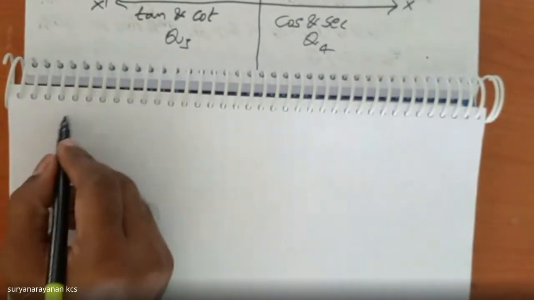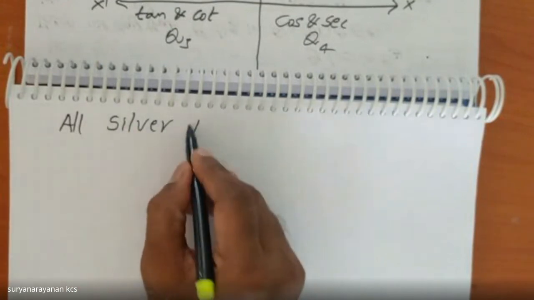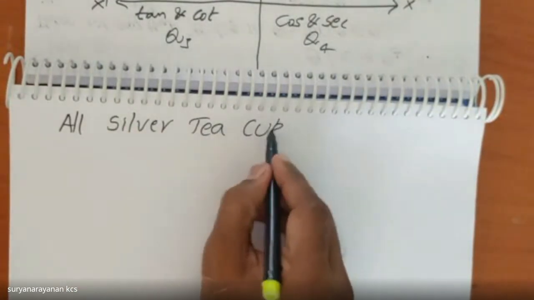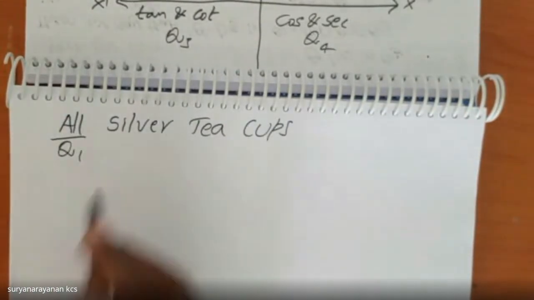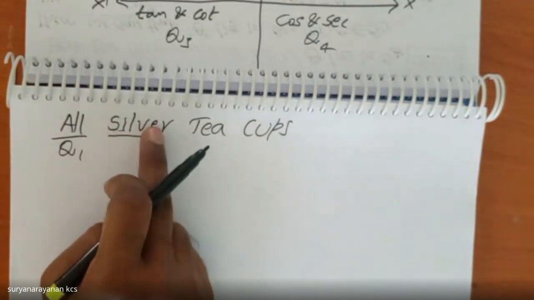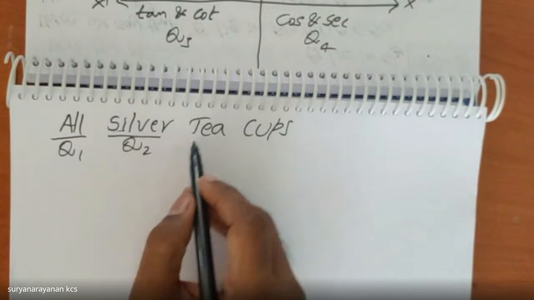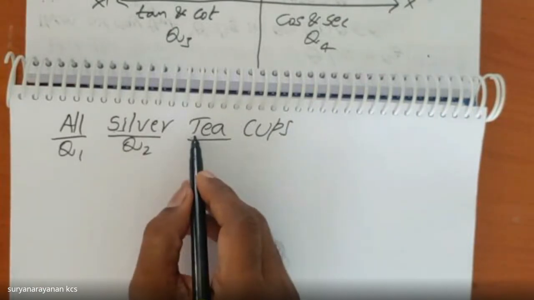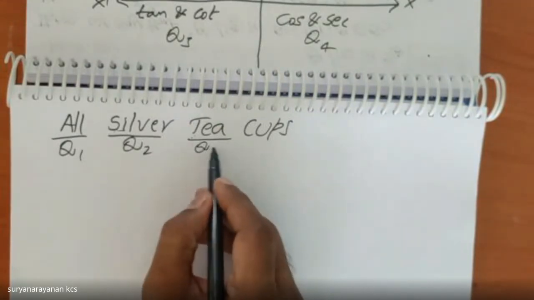Remember this sentence: all silver tea cups. All means in the first quadrant, all trigonometric functions are positive. Silver means sine and its reciprocal cosec are positive in the second quadrant. And T stands for tan. Tan and its reciprocal cot are positive in the third quadrant.